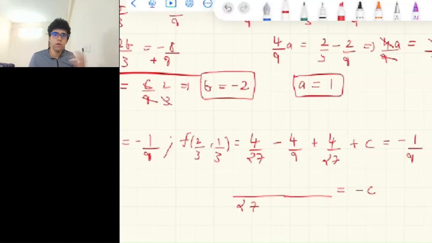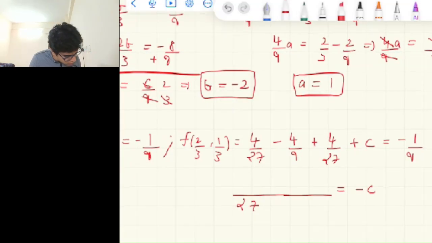This is what happens when you're trying to calculate. You've done all the steps correctly, but somehow, if you make a small calculation error, you can lose out on marks. So 4/27. Now 4 into 3, 12, minus 12, plus 4, plus 3, I guess. Yes.